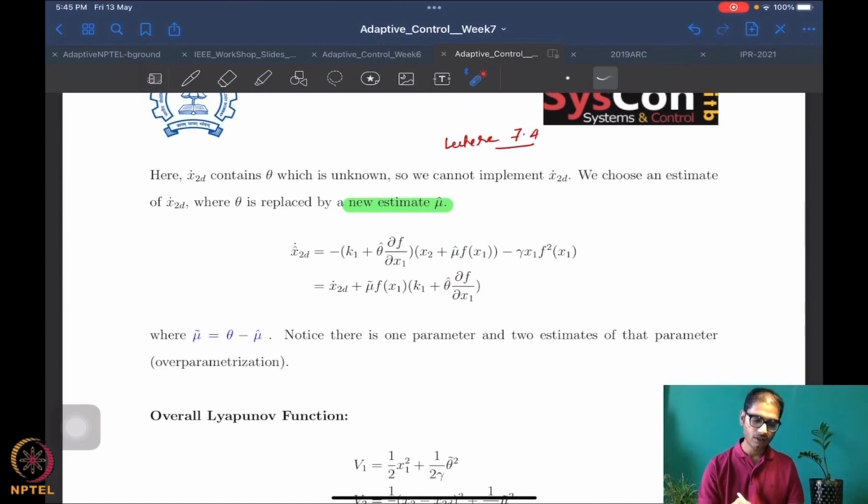Okay. And of course, when you try to write it in terms of the earlier x2 desired, we call it the x2 desired hat dot, right? If you replace it in terms of the earlier x2 desired, this becomes x2 desired dot plus this mu tilde times this term, right? It's just because there was a theta here. Instead of the theta, we put in the mu hat, and mu tilde is defined as theta minus mu hat, right? So this is simply that term, this term multiplied by the mu tilde. Okay. So this was the earlier x2 desired dot.